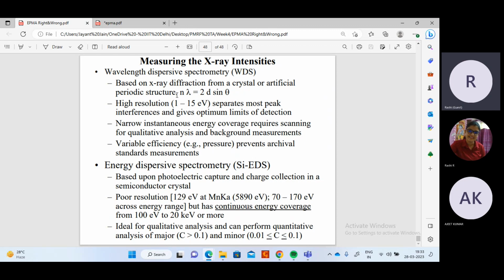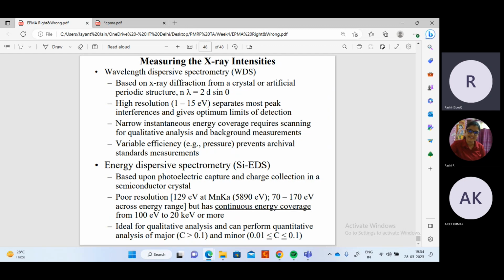WDS works based on Bragg's angle. In EDAX, energy will be captured in photoelectric processes, and then it gets converted in semiconductor crystals, as explained in the third week. Then that will be further amplified, and then we are able to read the analysis. But in WDS that's not the case. Directly we get the lambda value using Bragg's angle, and we analyze directly how much intensity, everything is direct analysis in WDS.